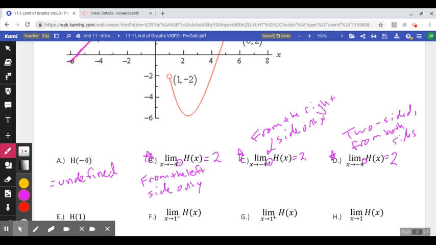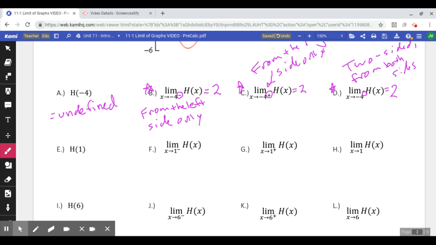And that both of those have to approach the same value. All right, let's try a different row here, and we'll be looking at a different x value. So here we're looking at x is 1, and then let's go ahead and run through E, F, G, and H.